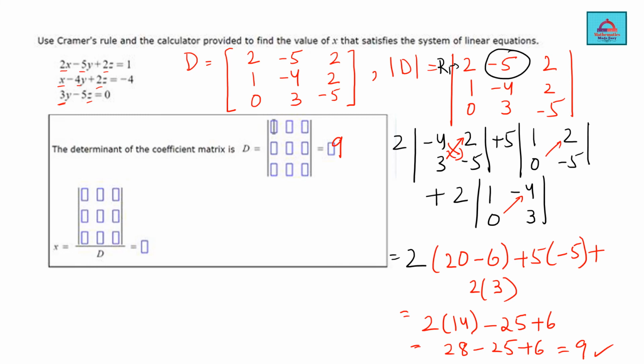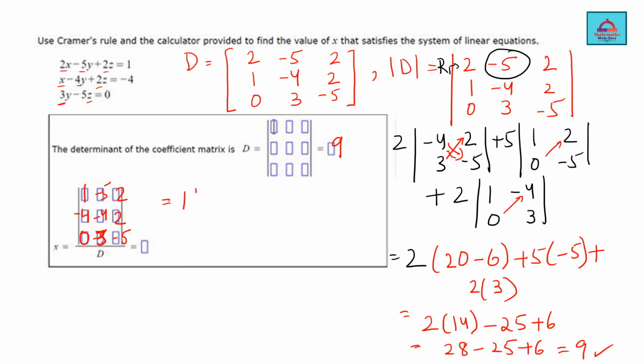Numbers I have already written here. Now we need to find x. So for x, what do we do? We just write the constants. So 1, negative 4, 0, and then we write the coefficient of y, so negative 5, negative 4, negative 5. Then we write for z, so 2, 2 and negative 5. So here we have to write 3. Okay, so now you just simplify. D is already there. D is 9.